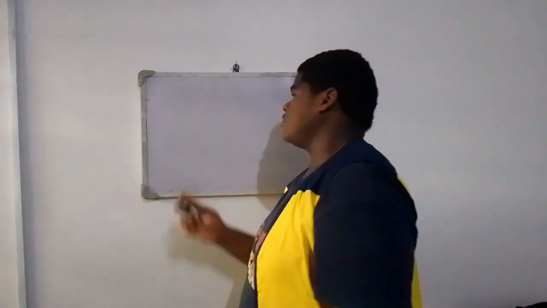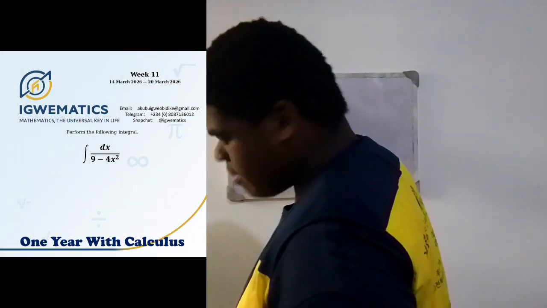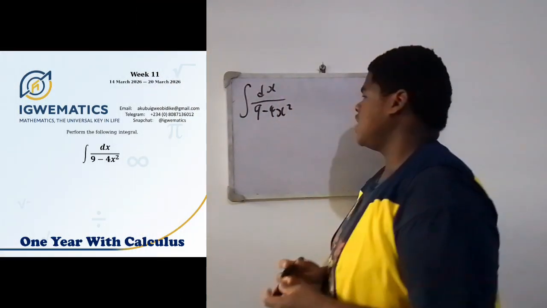Hello everybody, welcome to IgweCalculus week 11. This week we are given an integral to evaluate. The integral is 1 over 9 minus 4x squared dx. So we should evaluate this integral.